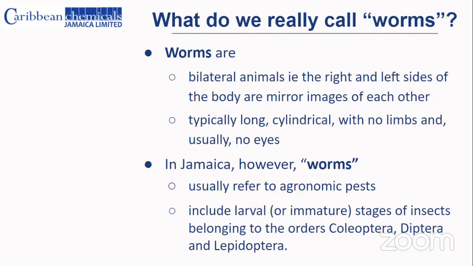However, as it relates to agronomic pests in Jamaica, we generally include three insect orders: Coleoptera, Diptera, and Lepidoptera. Coleoptera are like beetles, so all the beetles we know are Coleoptera. Diptera would be like flies, and Lepidoptera would be like butterflies and moths. So those are basically the three insect orders that have an agronomic effect and are therefore termed agronomic pests as it relates to worms.